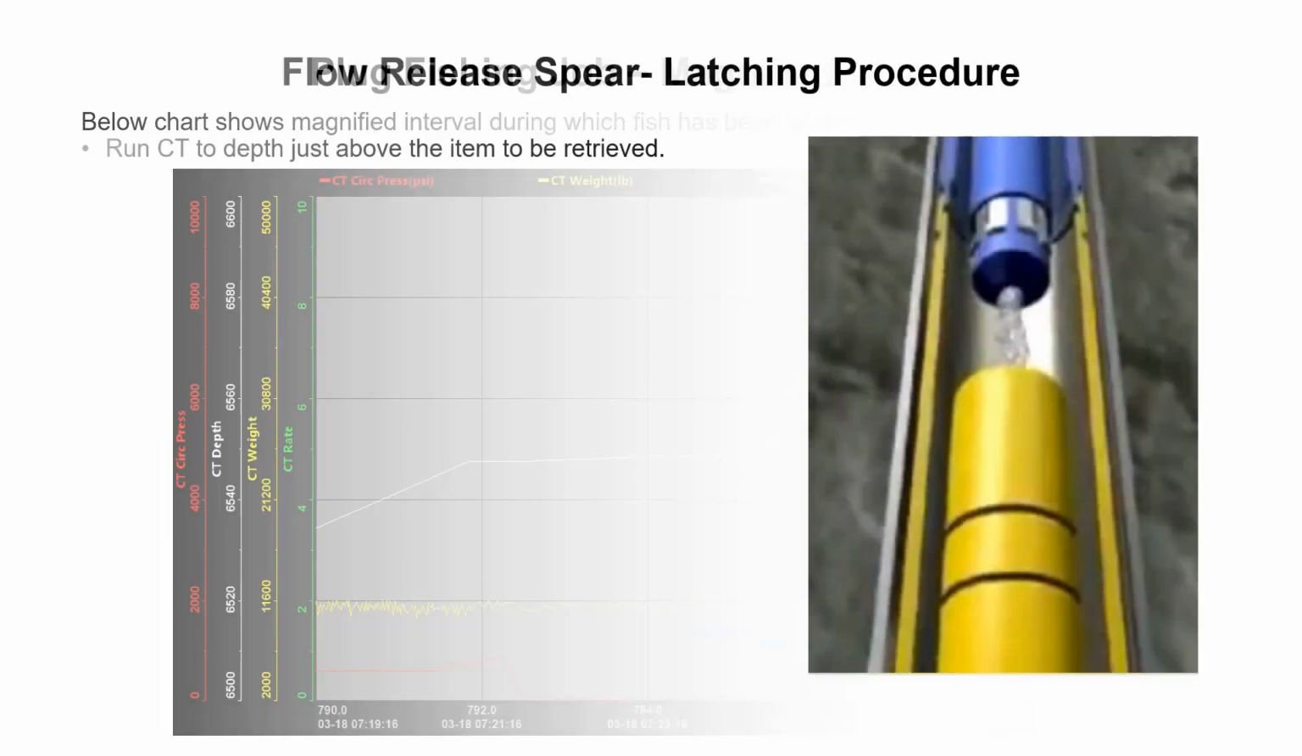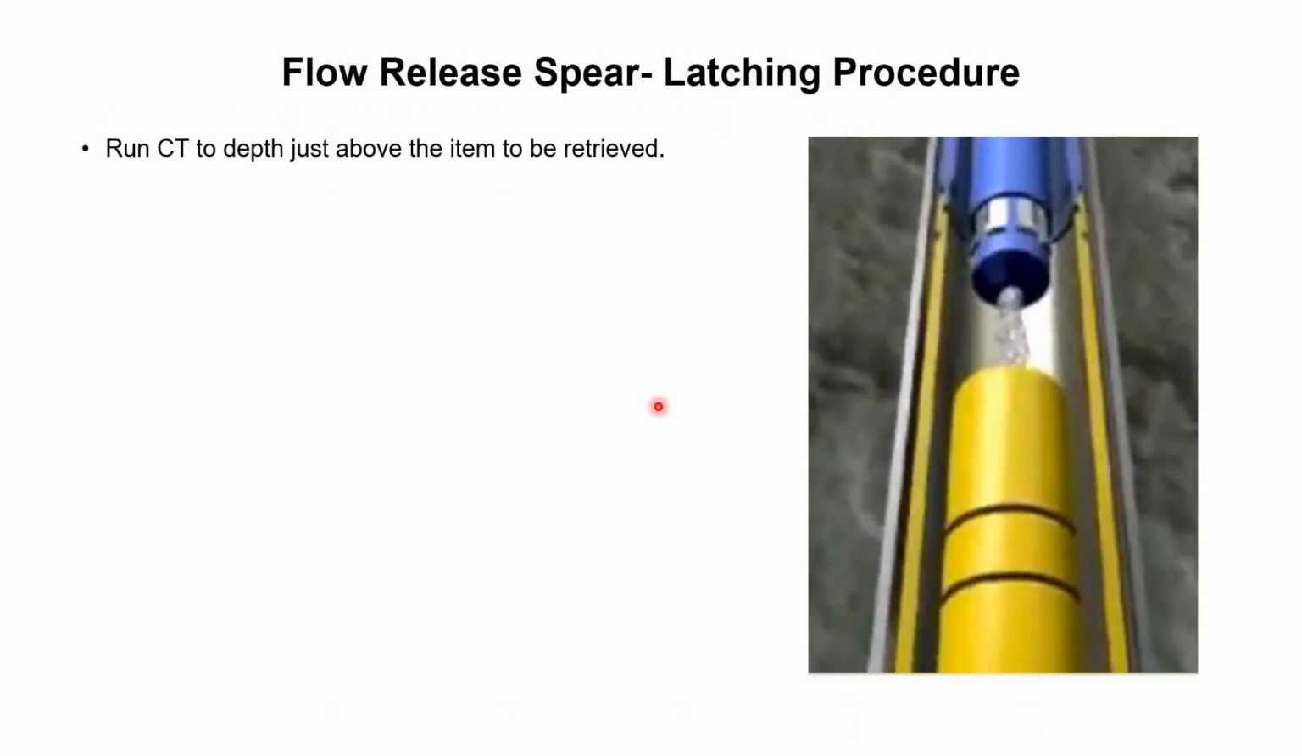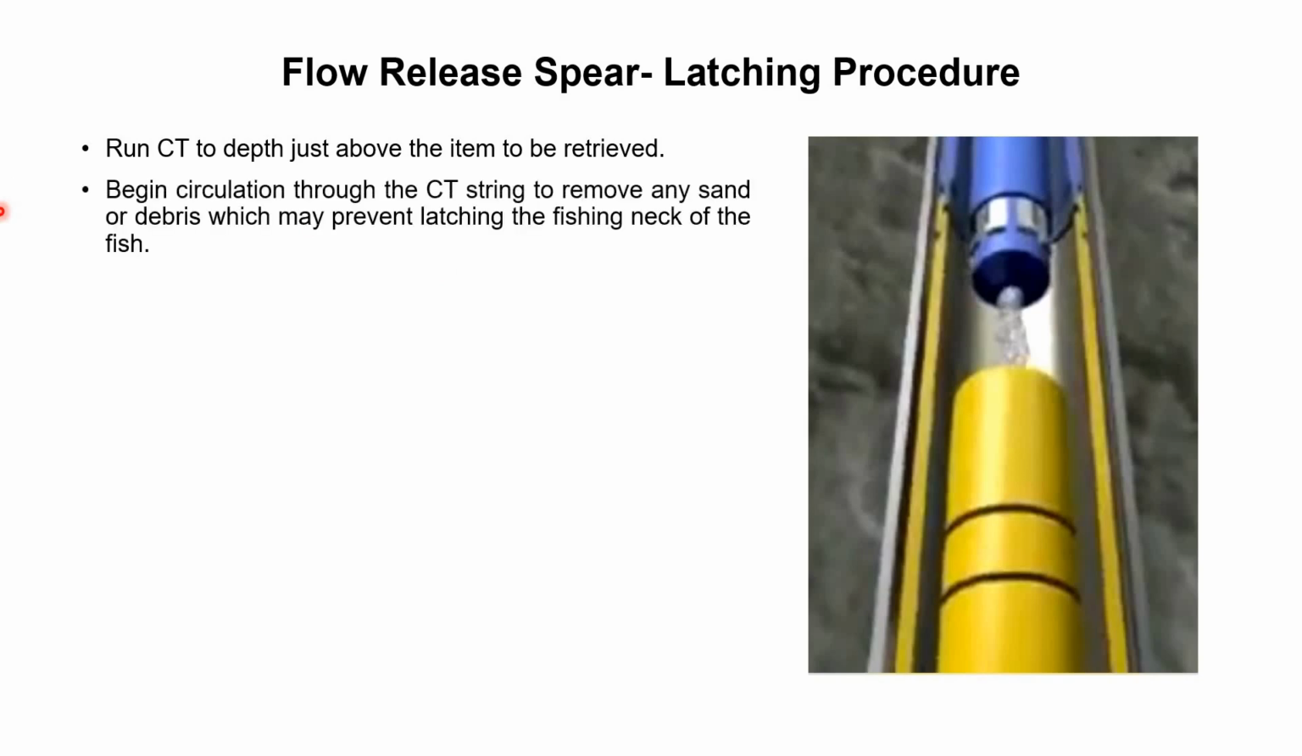Now we'll see all these points in written form: how to latch a fish using a spear fishing tool. Run coil tubing to a depth just above the item to be retrieved. In this particular example we have to remove the monologue plug from the tubing. So we run just above the top of the fish and begin circulation through the coil tubing string to remove any sand or debris which may prevent latching the neck of the fish.